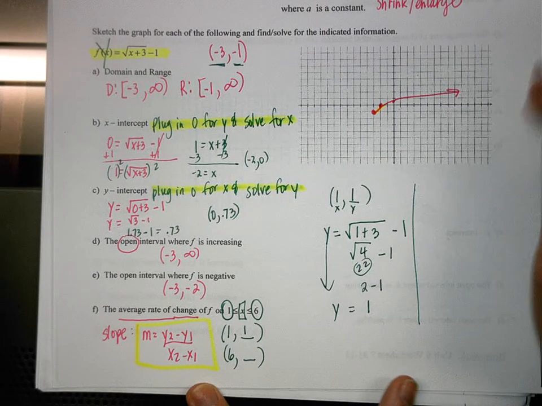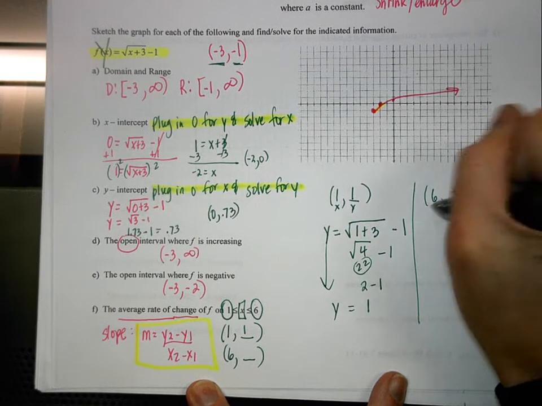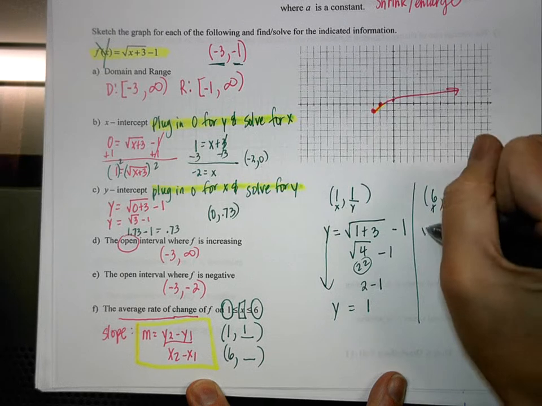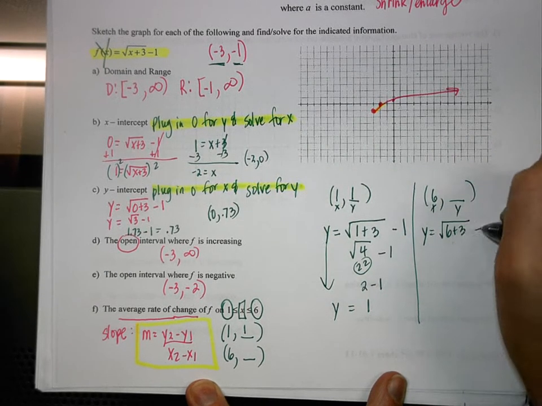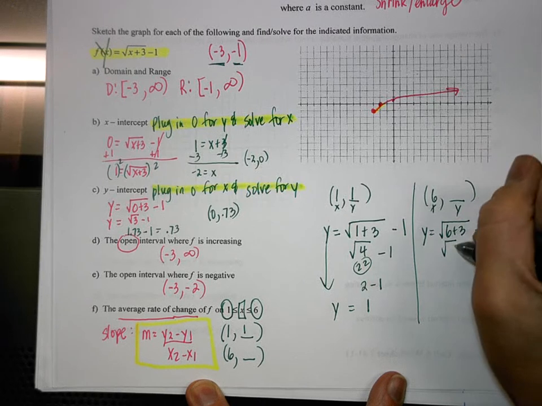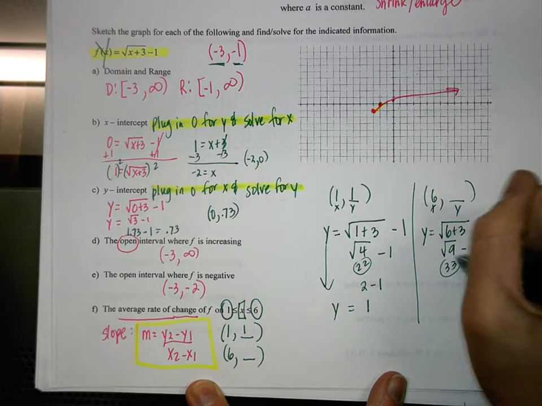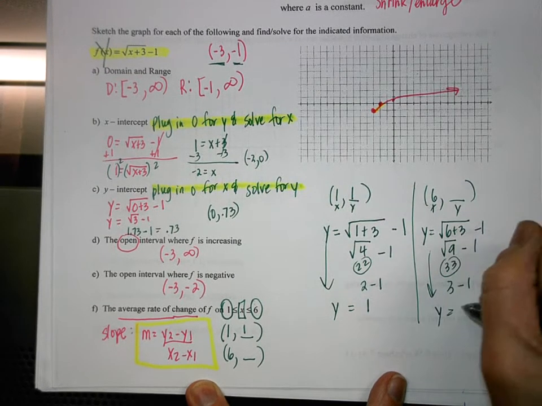Okay, now we're going to try to find the value for 6. When x is 6, what is y? Again, we use our same equation. Y equals the square root of 6 plus 3 minus 1. And 6 plus 3 is 9, so square root of 9 minus 1. 9 breaks down to 3 and 3, so we get 3 minus 1. And y equals 2.